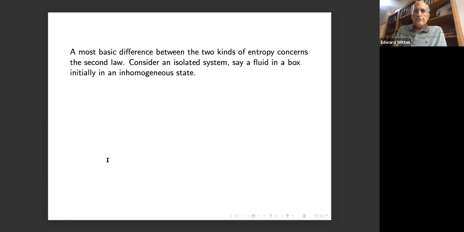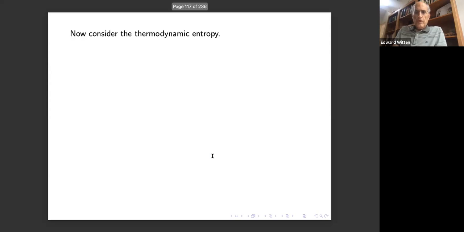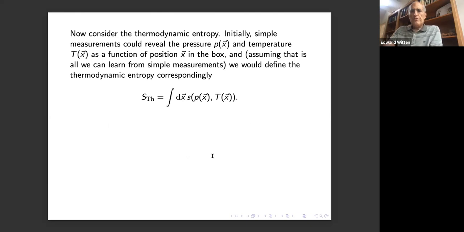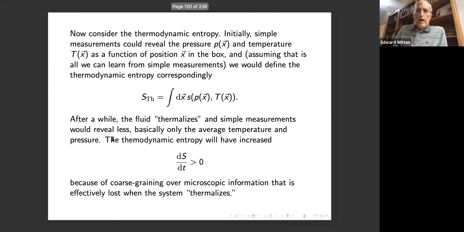Consider an isolated system, say a fluid in a box, possibly in an inhomogeneous state. It undergoes unitary quantum evolution, which doesn't change the eigenvalues of the density matrix, so it doesn't change the von Neumann entropy. So there's no second law for the von Neumann entropy of an isolated system. But thermodynamic entropy, of course, does increase. If the fluid is initially inhomogeneous, you would describe its entropy as the integral over x of an entropy density that depends on the local pressure and temperature. After a while, the fluid thermalizes, and the temperature and pressure become uniform, and the thermodynamic entropy will have increased, because of coarse graining over microscopic information that's lost when it thermalizes.